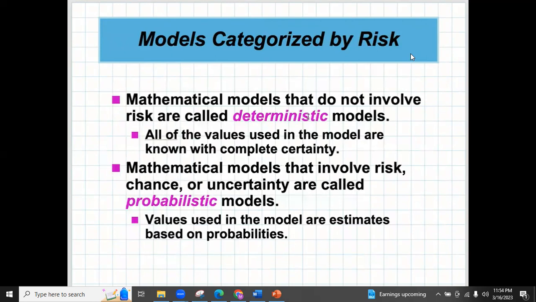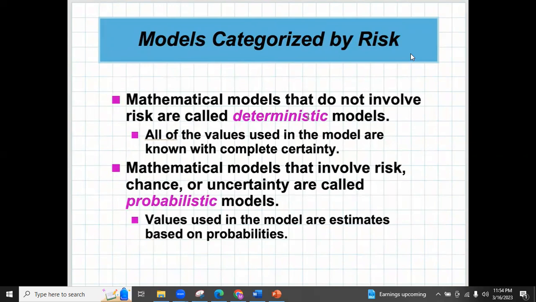We classify models into 2 general categories. Mathematical models that don't have risk are called deterministic. All the values in the model are known with complete certainty.